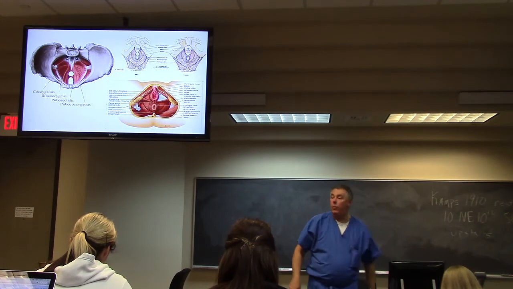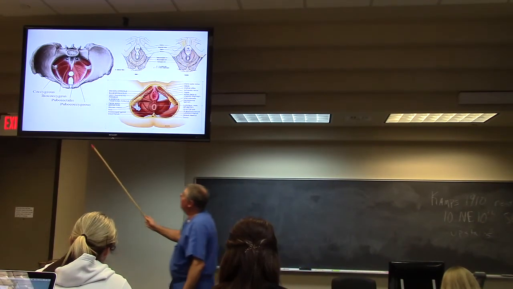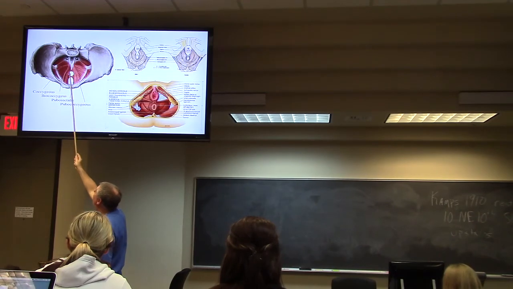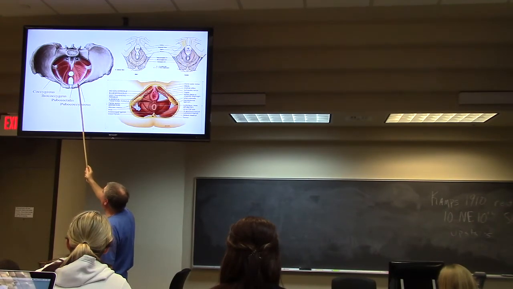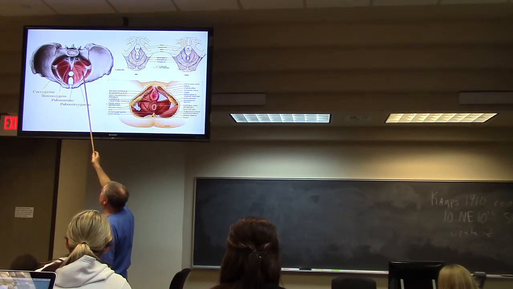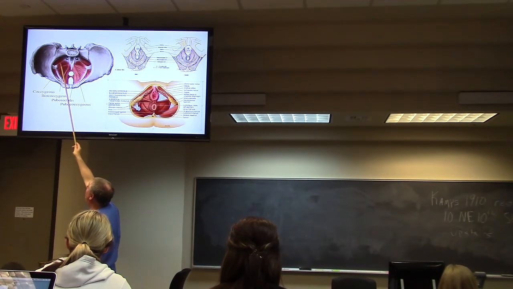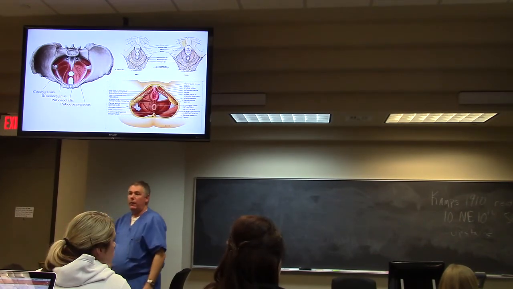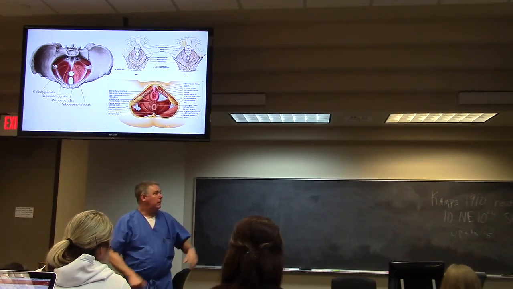If you look at it this way, here we are again. Here's the puborectalis, the most medial fibers. Beside it is the pubococcygeus. Beside that is the iliococcygeus. And back there is the coccygeus or ischio-coccygeus. That's the pelvic diaphragm.